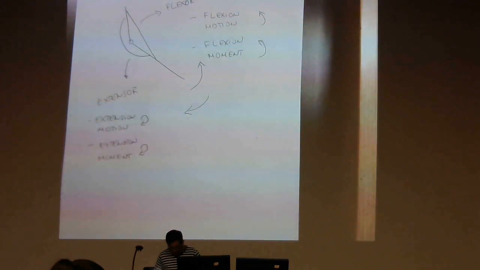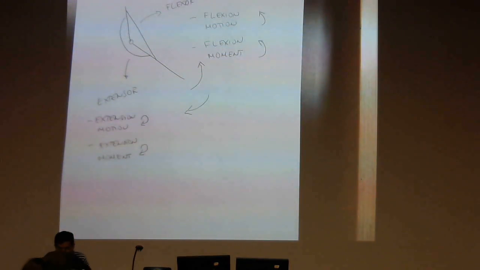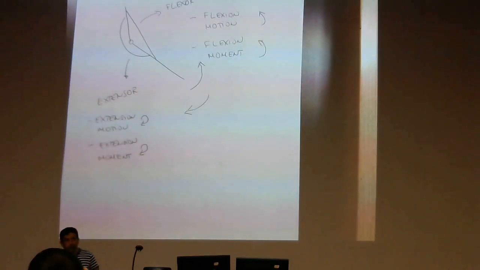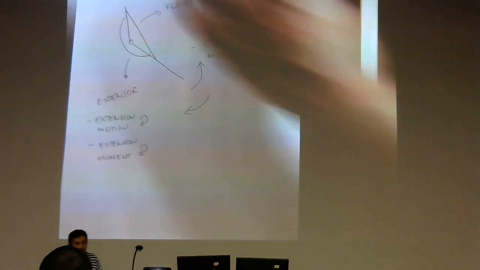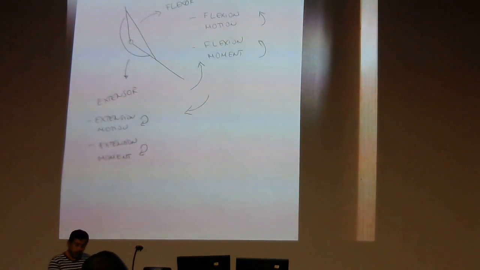Let's just look at a simple flexion. So what kind of motion am I performing here? Concentric. Flexion, yeah. What kind of moment is causing that? Flexion moment. Yep. I presented this to you on purpose because I would mess up your heads a bit. Flexion moment causes a flexion motion, correct?